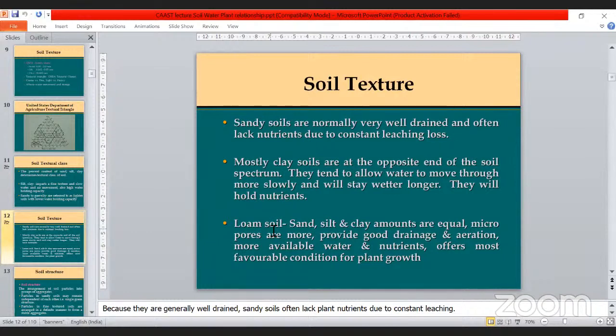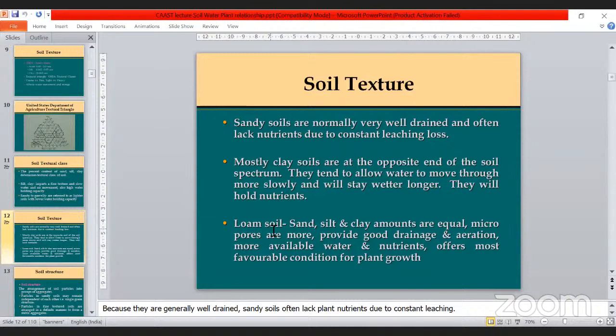Sandy soils are normally very well drained and often lack nutrients due to constant leaching losses. These soils are not preferred for crop growth. So we need irrigation as well as constant nutrient application in the case of sandy soil. That's why the soils of Rajasthan are not so suitable for that.